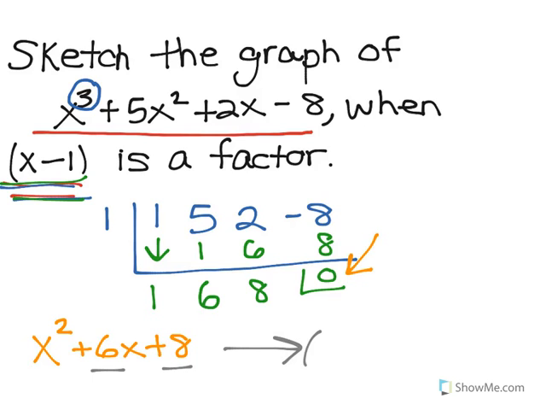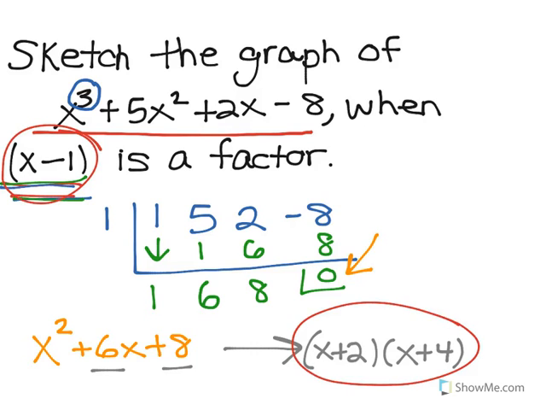2 and 4. So I'm going to have x plus 2 and x plus 4. So my degree told me that I was going to have 3 factors, and I do. I have 1 from the beginning, and then I just solve for 2. So let's graph these.